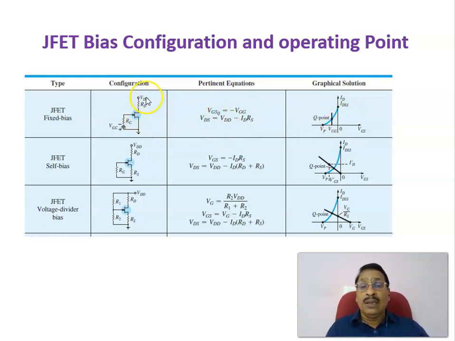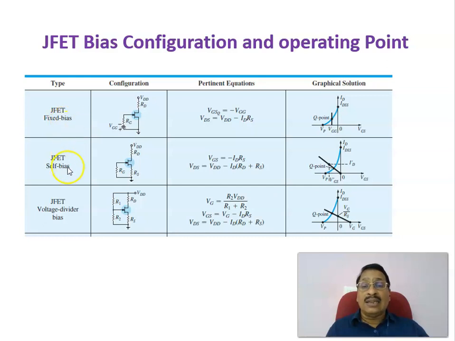In that one, VDD equals ID into RD plus VDS, or VDS equals VDD minus ID into RD. From this one, you can calculate the drain to source voltage at the operating point, and this is the corresponding drain current. That is the operating value of the drain current, IDQ, and you can substitute it in that equation. You will be getting VDSQ. That is in the case of a fixed bias.